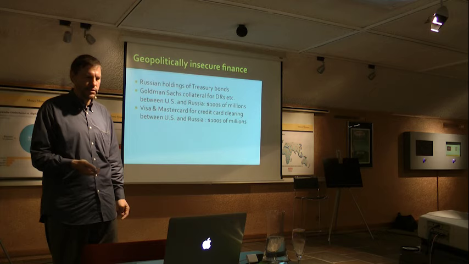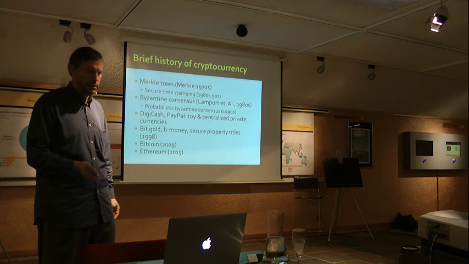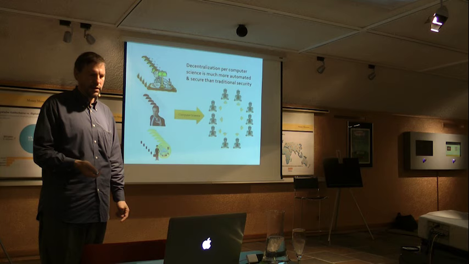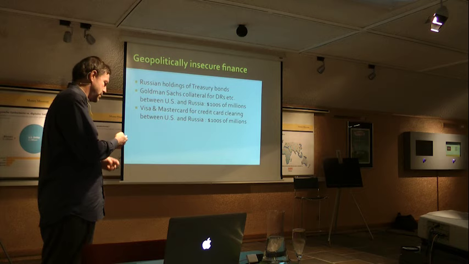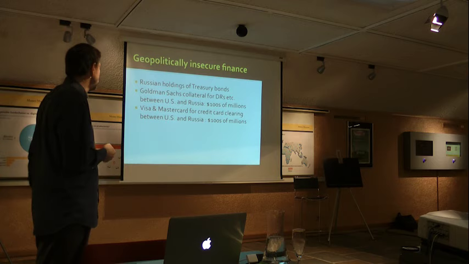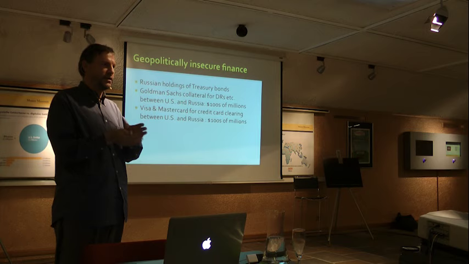Geopolitically insecure finance. So let's talk about some other geopolitically insecure things. We talked about gold up here, a very useful form of money, but also very insecure. These are the modern examples. Recently there was the Ukraine-Russia dust-up, and Ukraine, holding Treasury bonds, didn't feel it was trustworthy to hold them at the Federal Reserve anymore. So they cooked up a scheme.